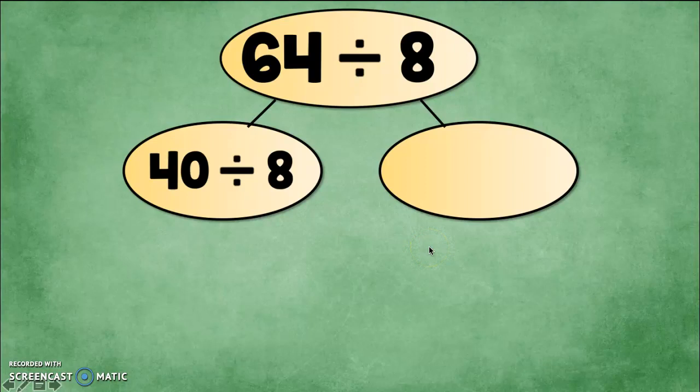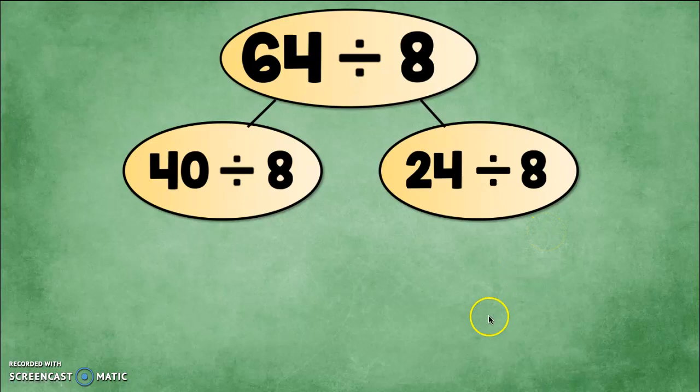64 minus 40. Let's see, 64. It's going to be 60, 50, 40, 30, 20. Ha, 24. 24 divided by 8. Thank you. Okay, so instead of doing 64 divided by 8, I'm going to make it smaller. I'm going to do 40 divided by 8 and 24 divided by 8. And that's going to get me my answer.